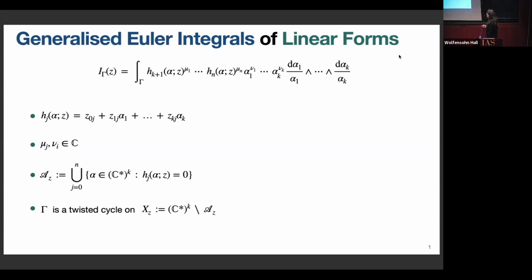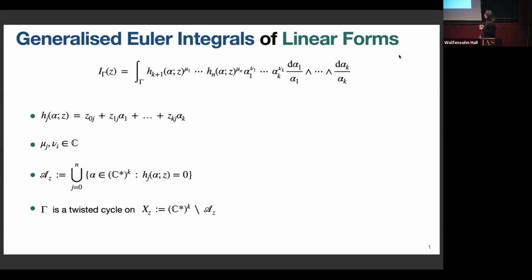The integrand of generalized Euler integrals is usually a multivalued function. And what makes them multivalued is the set of complex exponents that these have. So there is a natural hyperplane arrangement defined by the linear forms appearing in these integrals that I will denote by A_Z. And this is, of course, a family of hyperplane arrangements. So A_Z will denote the one for a fixed choice of Z. And as I said, these are multivalued functions.